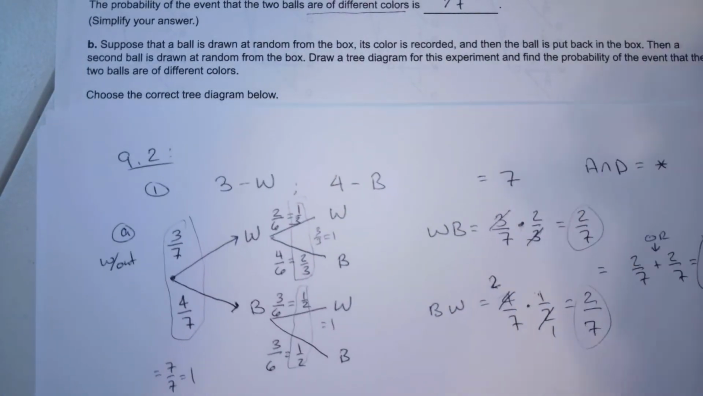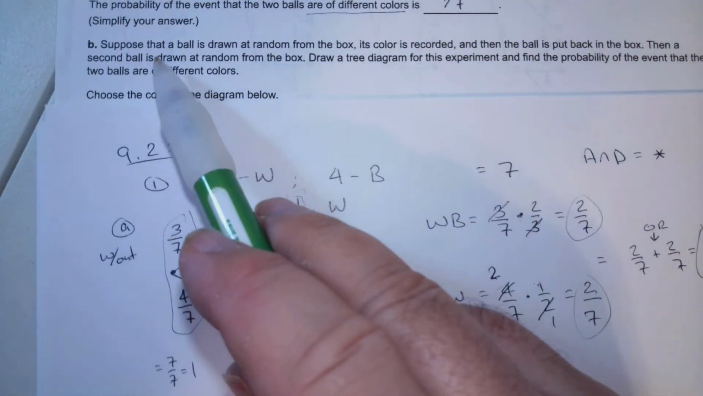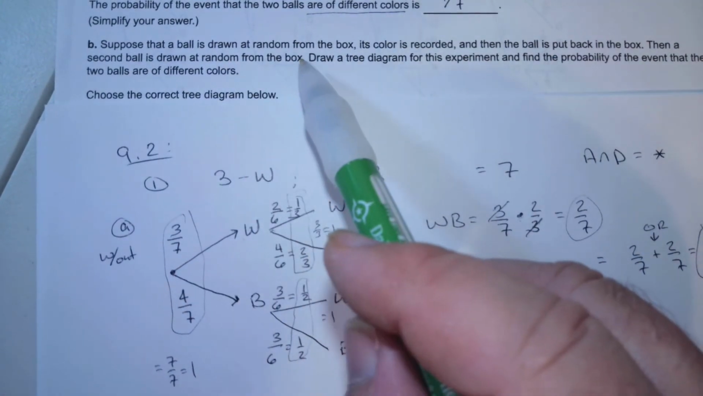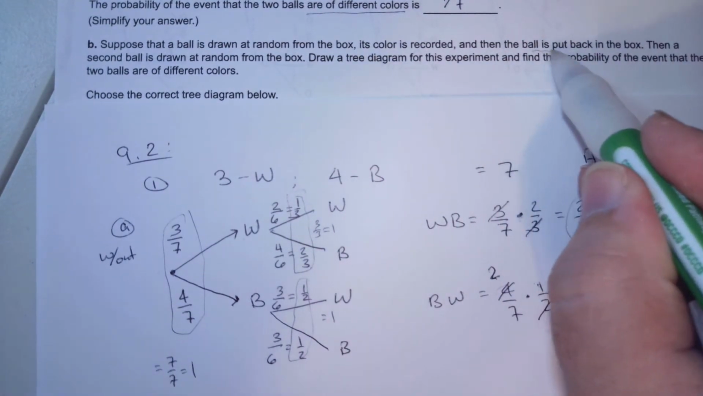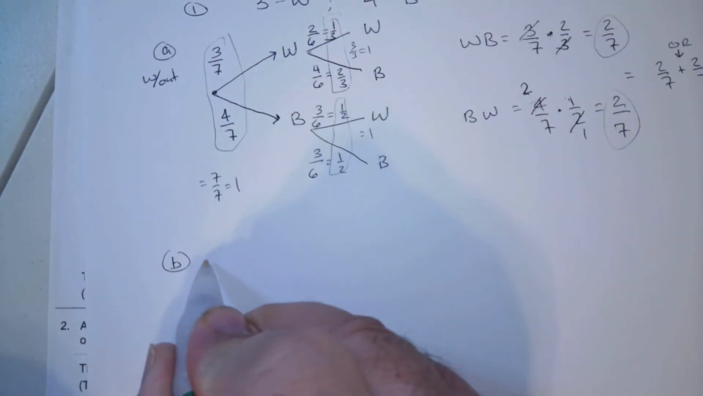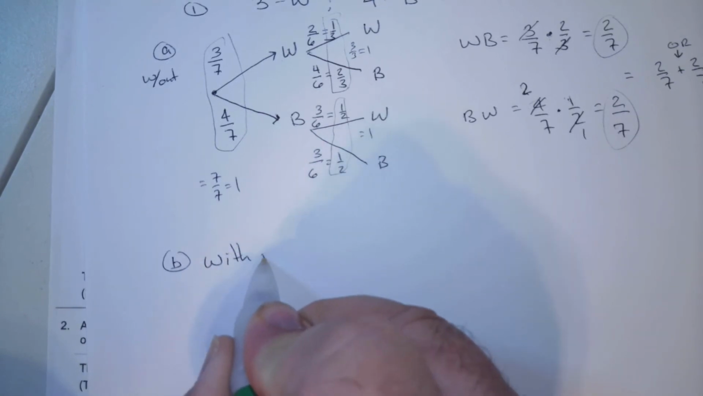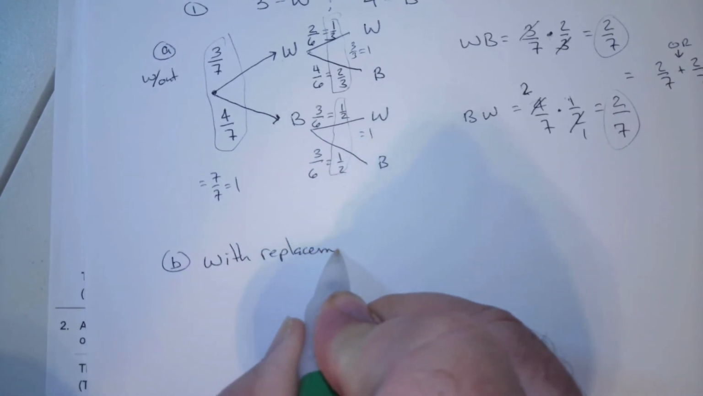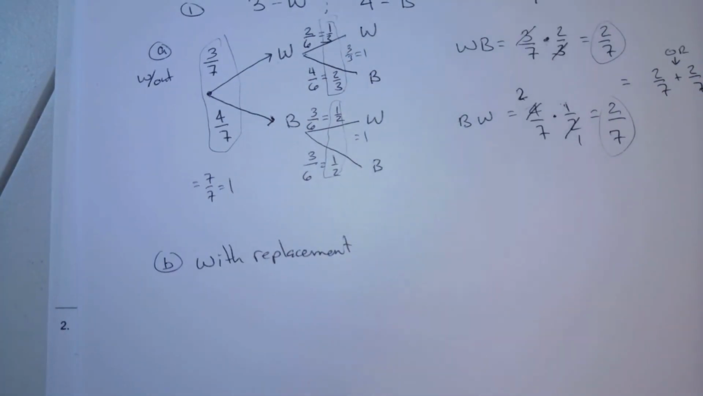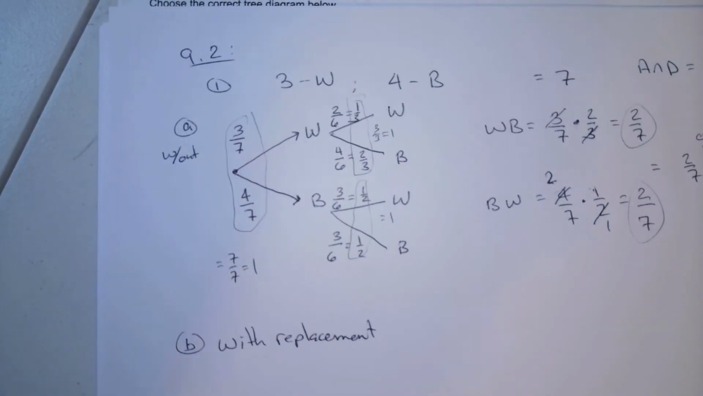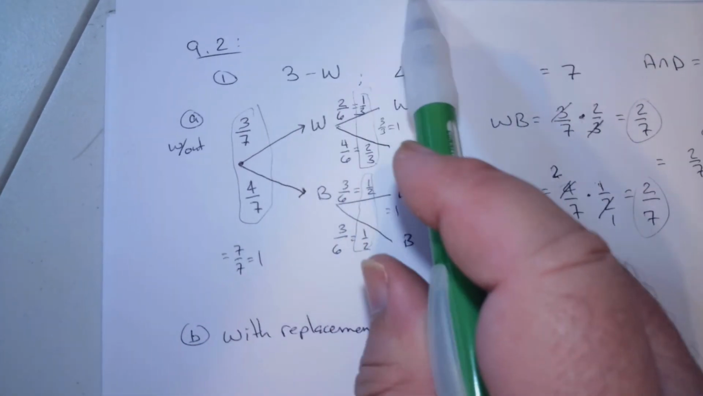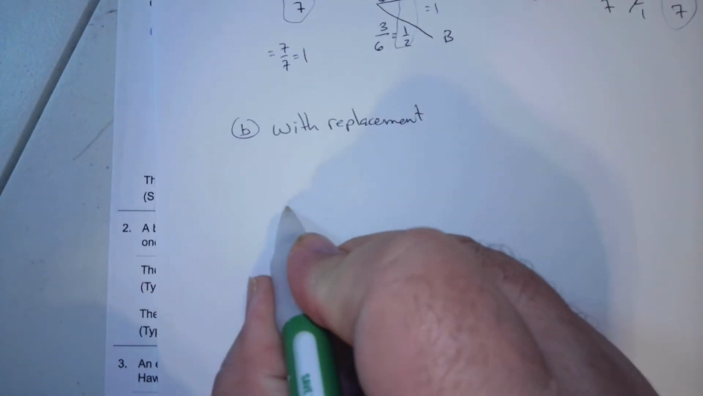Next one. Suppose that a ball is drawn at random from a box, its color is recorded, and the ball is put back. So this is with replacement. What that means is the number of balls in the box will always remain the same. Nothing changes. Then the second ball is drawn. Draw a tree diagram, okay?